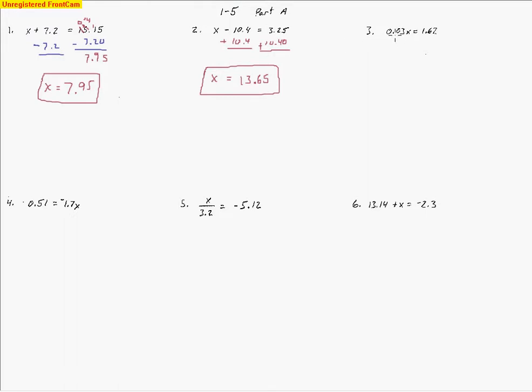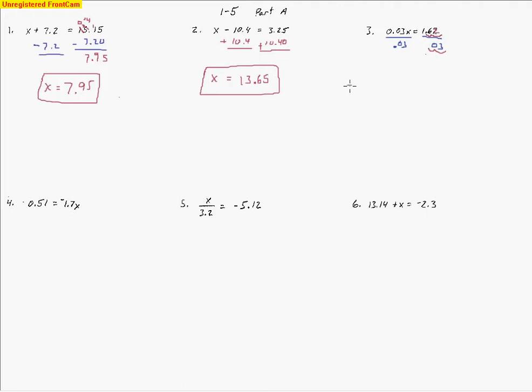Here I've got 3 hundredths times x. The number right next to the variable means multiplication, so in order to solve this, I'm going to undo it by doing division. I'm going to divide by 3 hundredths on both sides. When you're doing that, you want to move the decimal point in the divisor so it becomes a whole number. Now, this is 1 and 62 hundredths, and so I'm going to move that decimal 2 spaces and do the same thing here.